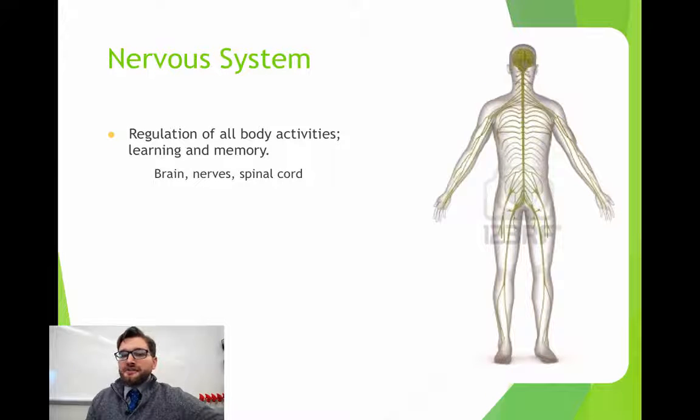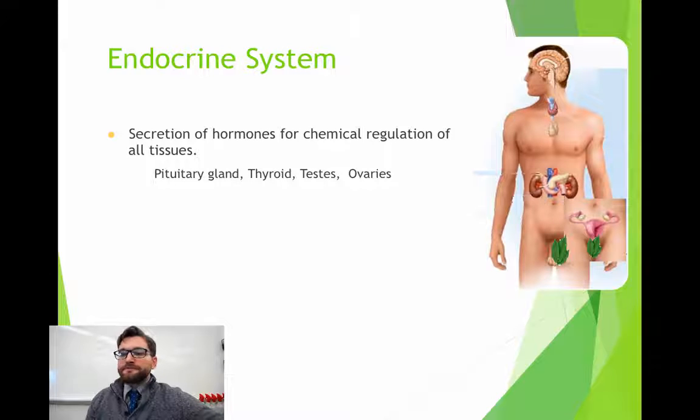Our nervous system is responsible for the regulation of body activities. It also helps us to learn and gives us memory. It includes the brain, the nerves, and the spinal cord.